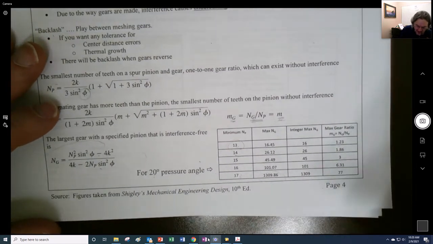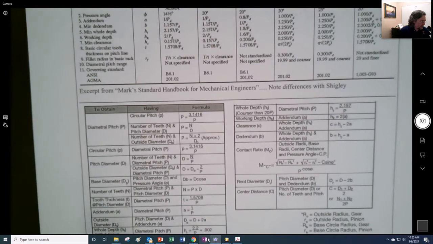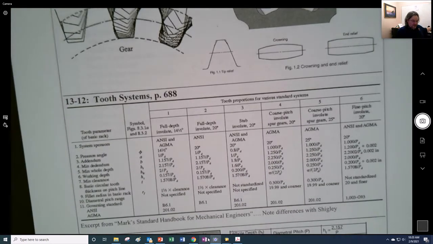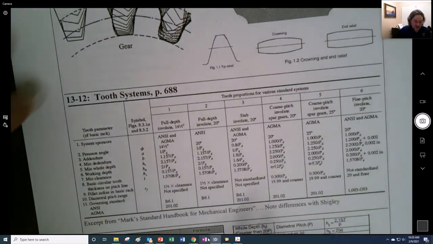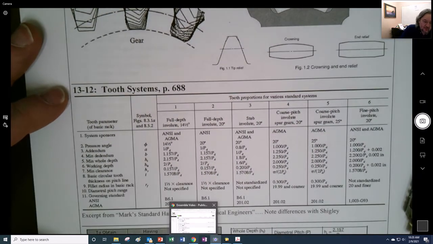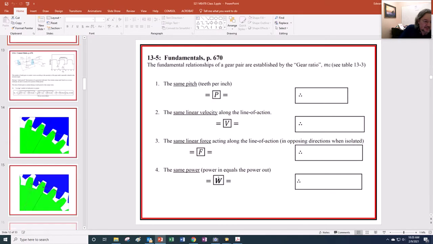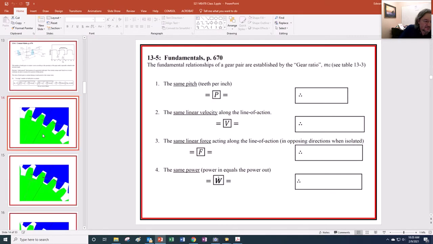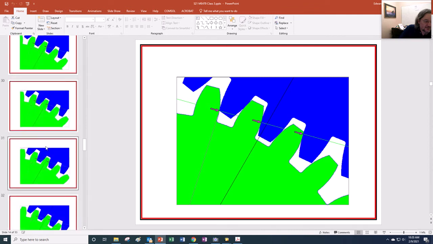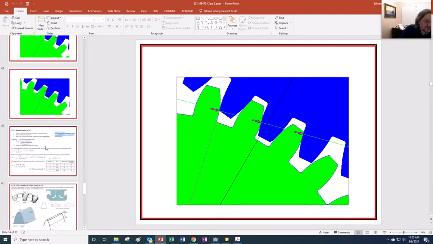But anyway, let's continue on a little bit more, even though it's a long video. Some other things that we want to know about are the forming of teeth and the way that they're formed. Let's take a look. Okay, I didn't include this with my contact ratio.